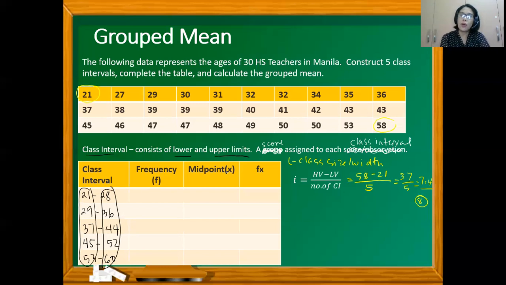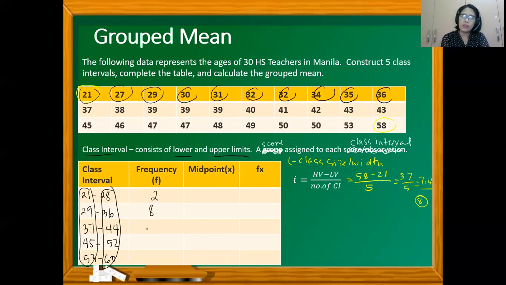So the next thing that we're going to do is to tabulate each observation here and count how many values will fall on each class. Like how many values will fall from 21 to 28. So we have 1, 2, so this is 2. And then how many values will fall from 29 to 36? So we have 1, 2, 3, 4, 5, 6, 7, 8. So we have 8 here.